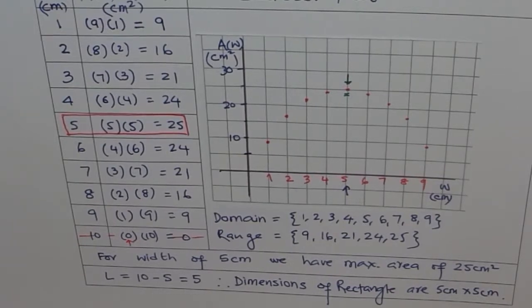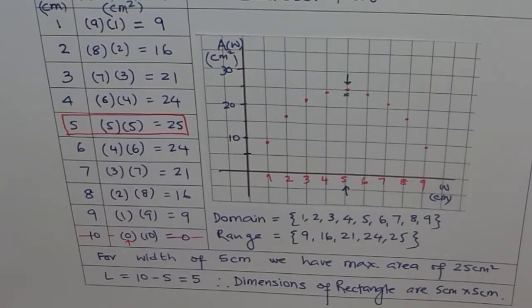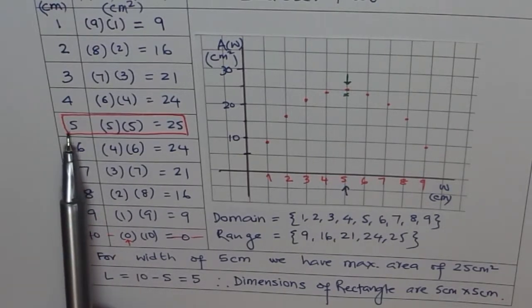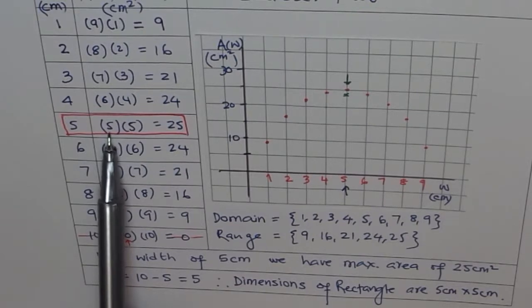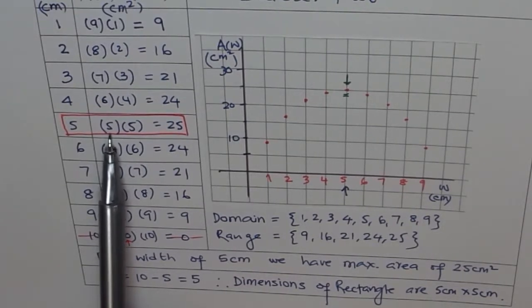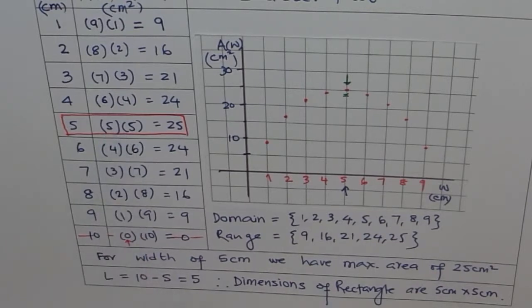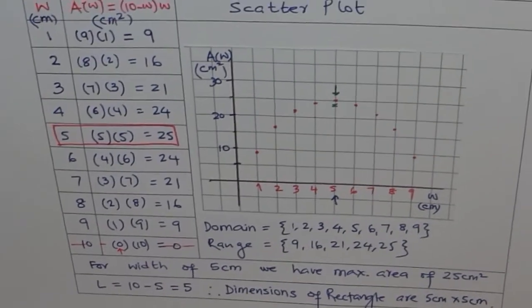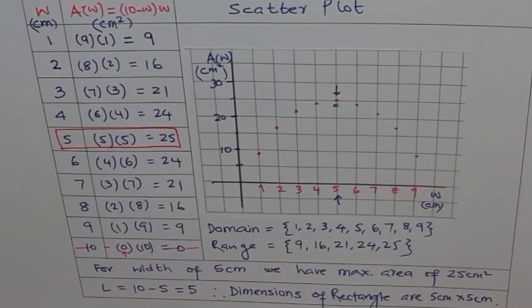Maximum value from our table was 25. So that is the maximum area. And how did we get it? With width of W and 10 minus W is our length, right? With W as 5, the length is 5. So the dimensions are 5 width, 5 length, and the maximum area is 25 centimeters square. So in word problems, you should definitely write down a word statement giving the answer very clearly, as we have mentioned here: the dimensions of rectangle are 5 centimeter by 5 centimeter. Thank you.